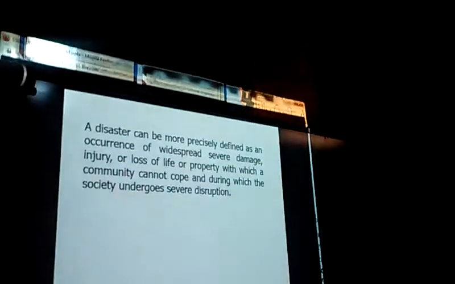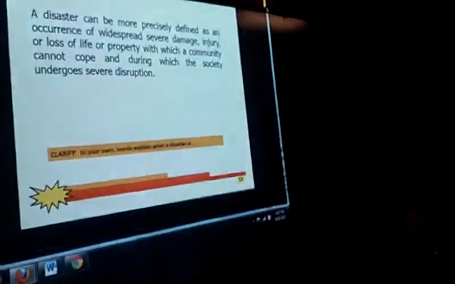A disaster can be more precisely defined as an occurrence of widespread severe damage, injury, or loss of life and property with which a community cannot cope and during which the society undergoes severe disruption. So I want to make that really clear, you guys. Disaster engulfs and encompasses exactly what we're saying here. Widespread severe damage. Next slide. So we're going to clarify in our own words. Once again, we could say it's more of an occurrence that affects people. We have serious issues going on, and it's a severe disruption. Next slide.